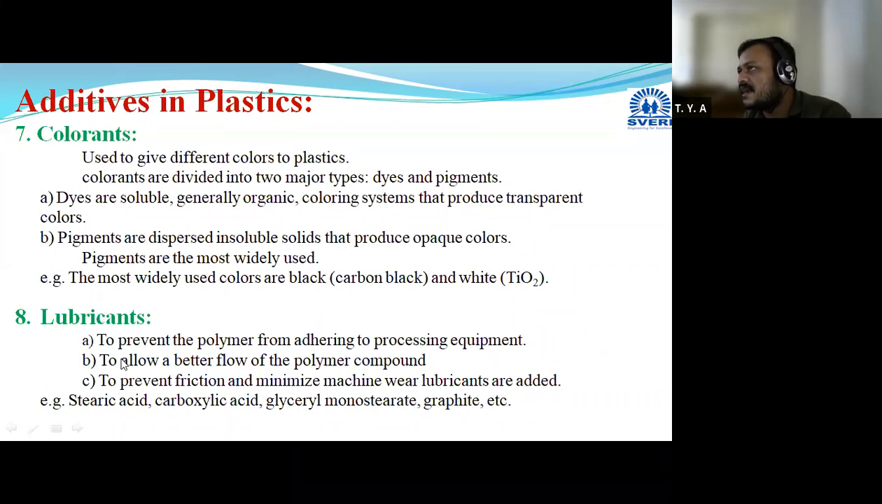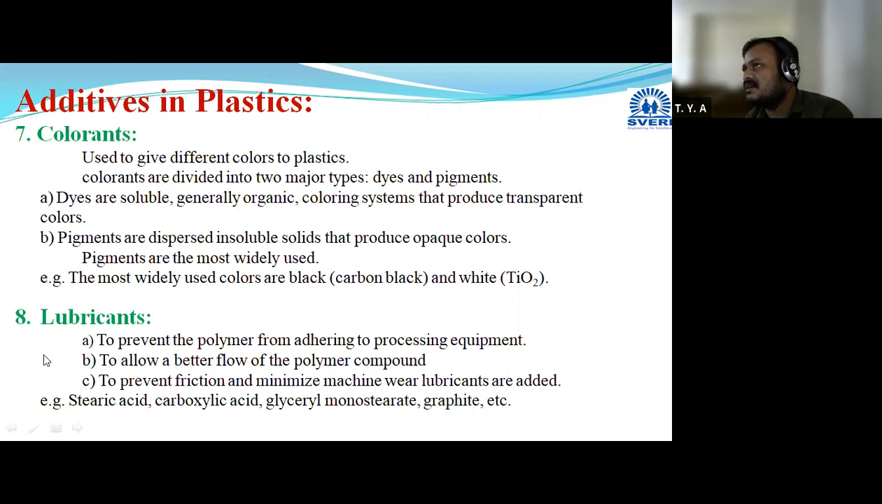Lubricants are also added to provide better flow. They improve the flow characteristics. They prevent friction between the machines, and they also reduce machine wear. Machine wear means, if a machine is working, there will be friction between two different machine parts. Due to that friction, material loss will occur, and that is considered wear. When friction is reduced, material loss, that is the wear rate, is also reduced. That is the effect of adding lubricants.